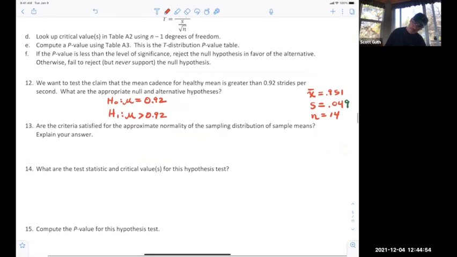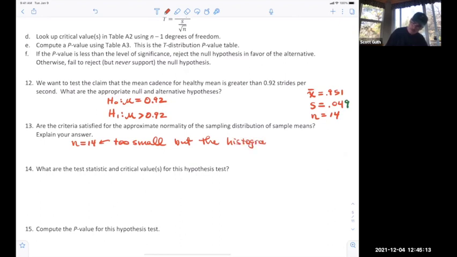Like that. Criteria, remind you again, N is 14. That's too small. But the histogram is bell-shaped, not perfectly symmetric, but pretty close. Bell-shaped, and gives some evidence for normality.